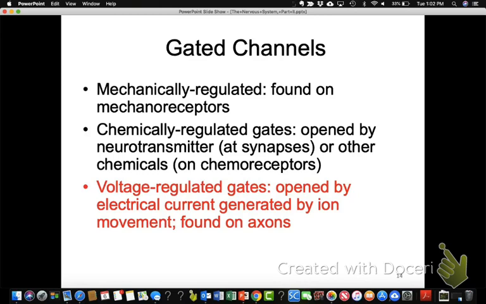The chemically regulated gates, some chemical binds to its receptor, typically directly on the gate, and that includes not only neurotransmitters but also chemical senses, so your sense of taste, your sense of smell, and there's some chemical senses in the visceral body parts as well. The voltage regulated gates, these are the ones that are found only on axons. They're only associated with the action potential.